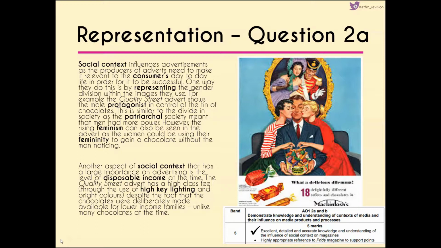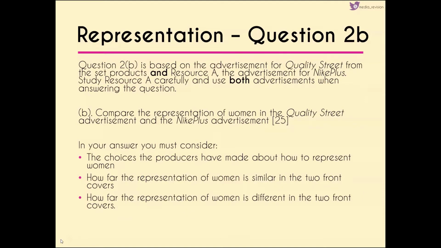Definitely a detailed and accurate knowledge of social context. Definitely highly appropriate references to Quality Street to support my points. Now, I've not included all of the points from my spider diagram here, so one of the things that you guys can do is you can include those in your own answer, and you can have a go at marking this yourself. All right, question 2B then, it's a big one, okay?